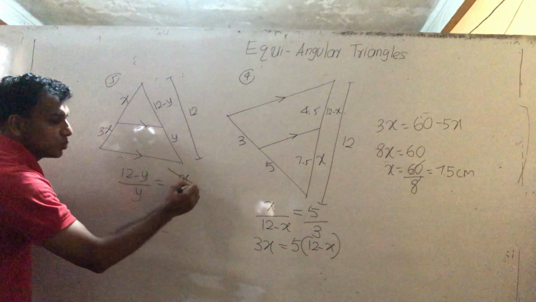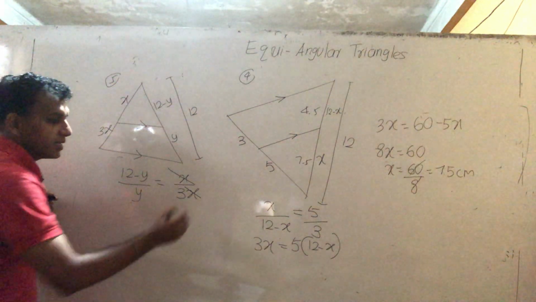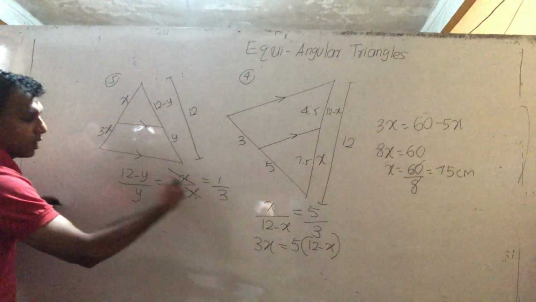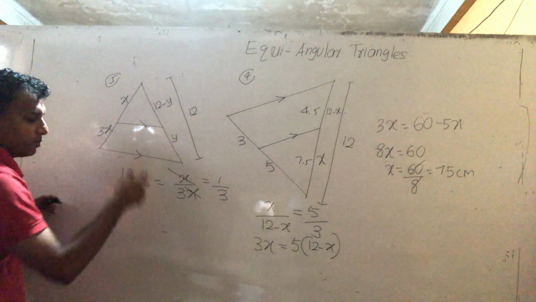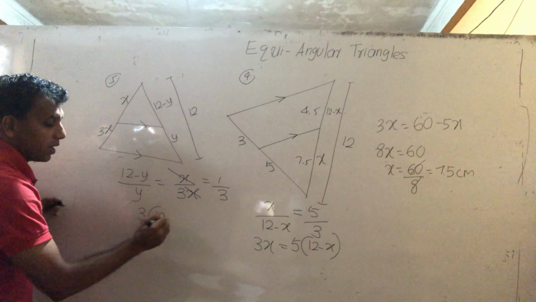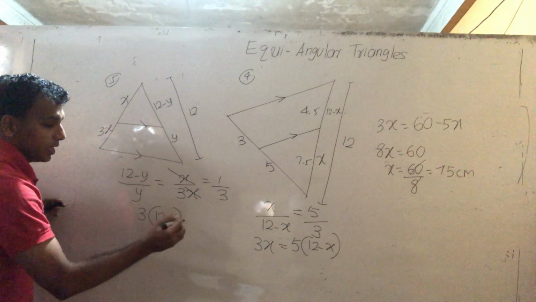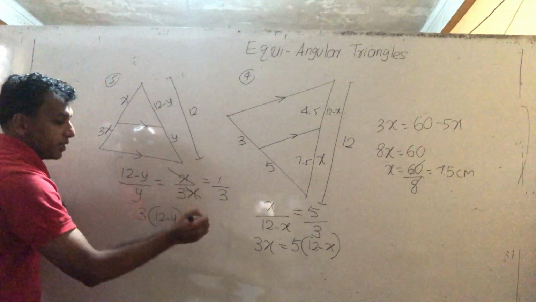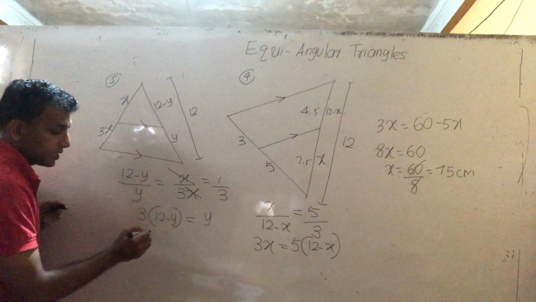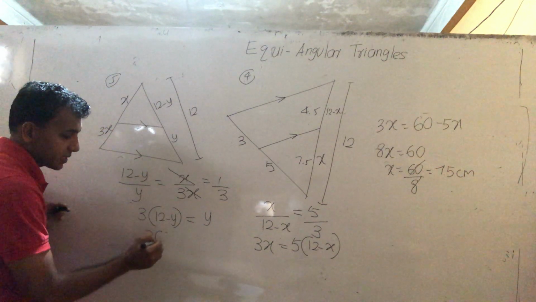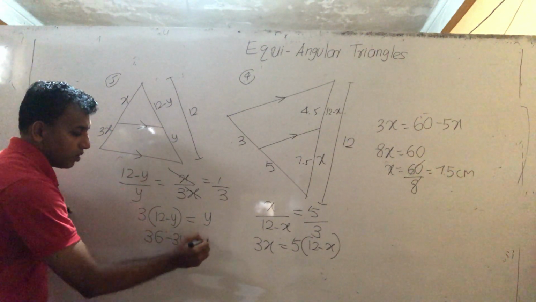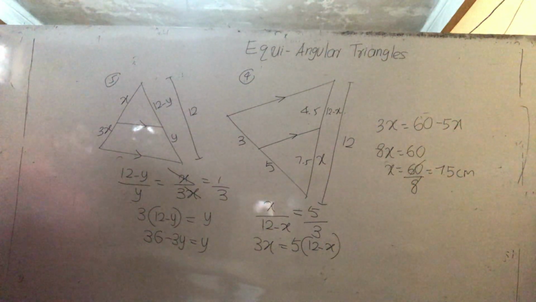See here, there is no x left, you can't find x. X cancels, the answer is 1/3. That is 1/3. And then cross multiply: 3 times 12 minus y equals 1 times y. Okay, so multiply by 3: 36 minus 3y equals y.